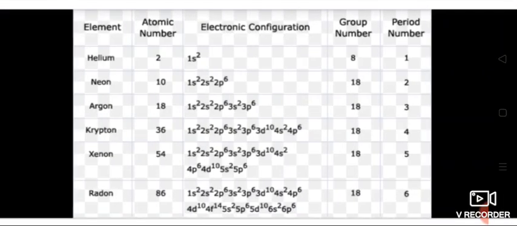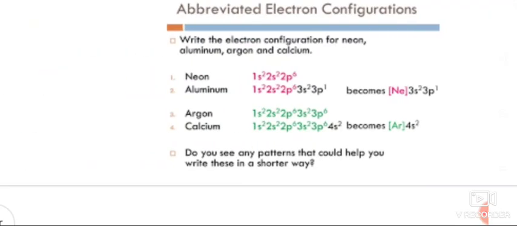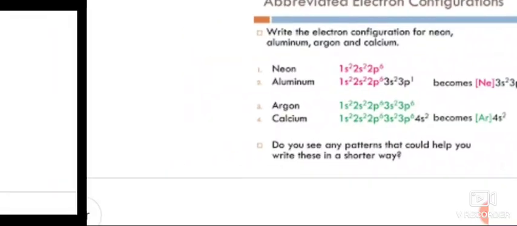Here is the electronic configuration of the noble gases, with group number and period number. In the next lesson we will study how to categorize the periodic table. Here the electronic configurations of a few elements are given. For aluminum, we write Ne, afterwards 3s2 3p1, so 3p1 is the valence electron. For calcium, 4s2 is the valence electron. This is the way you can observe the pattern.